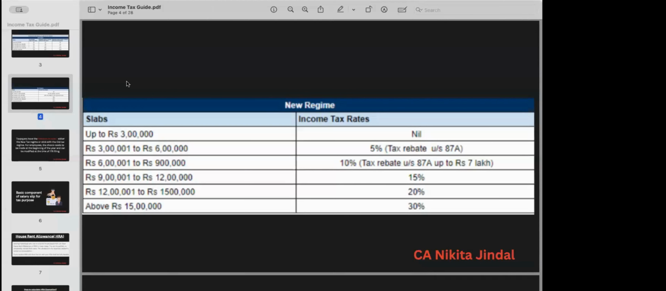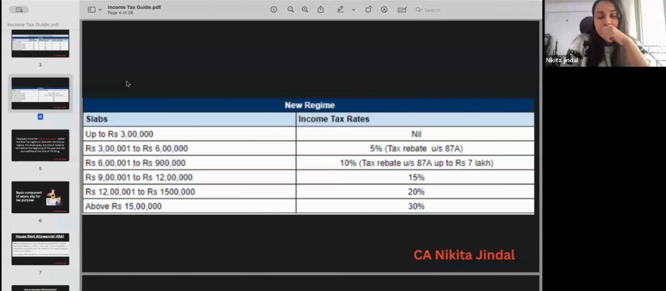Okay, next question. Home loan taken after April 2022 does not allow for interest deduction under 80EEA of 1,50,000. Is that correct? Yes, it is correct.